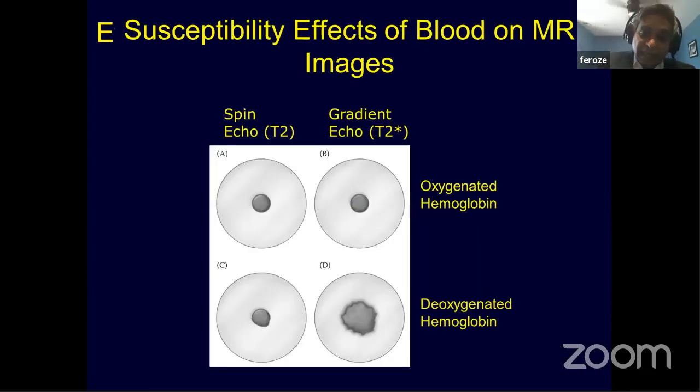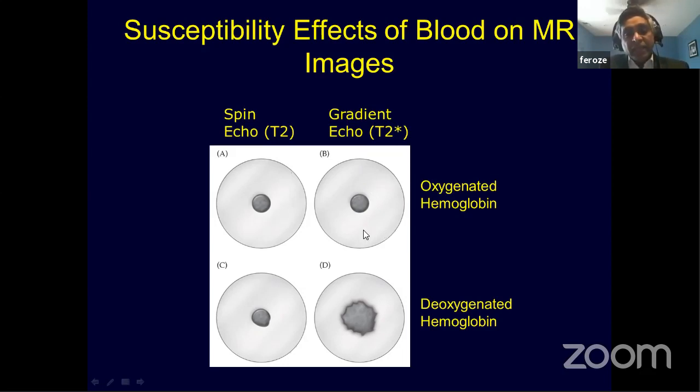So he translated that into imaging. Here are a couple of images. On the left-hand side is a spin echo image with the test tubes placed in doped water. The top row has the test tube filled with oxygenated hemoglobin. The first row is spin echo, as I said. The second row is a gradient echo, T2 star imaging.